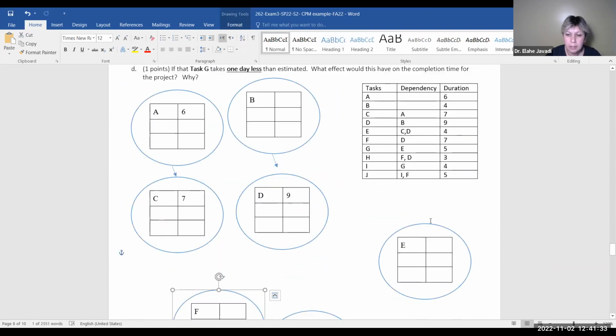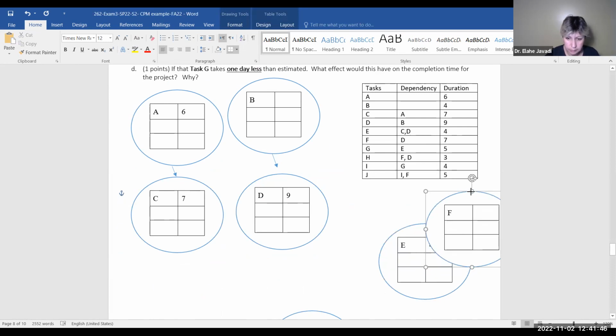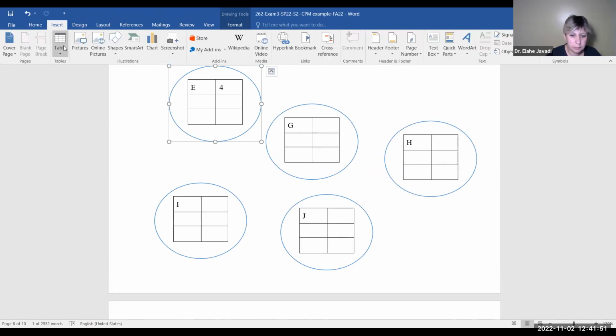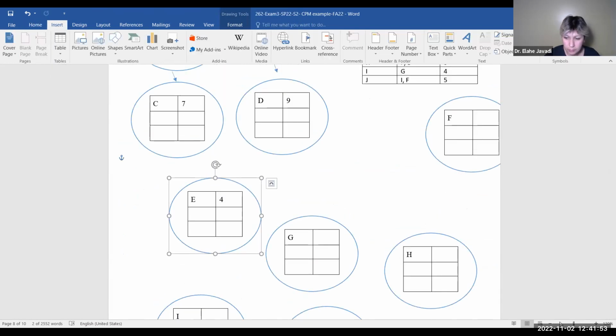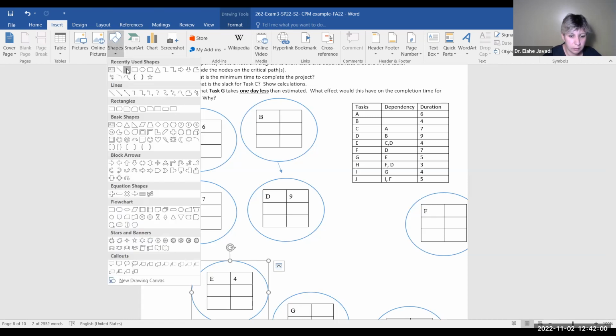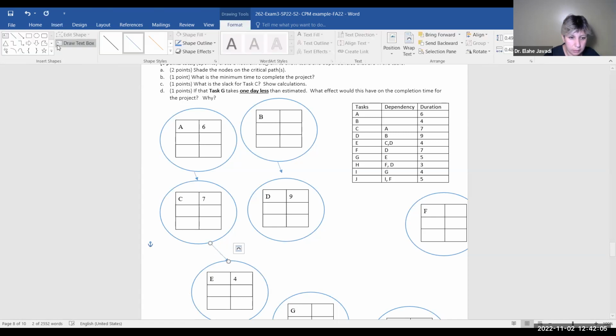Next one is going to be E. What's the duration of E, Tyler? 4. Yes. What does it depend on? C and D. So maybe I should move E here. I'm going to zoom out a little bit. So E depends on C and D. Thanks, Tyler.